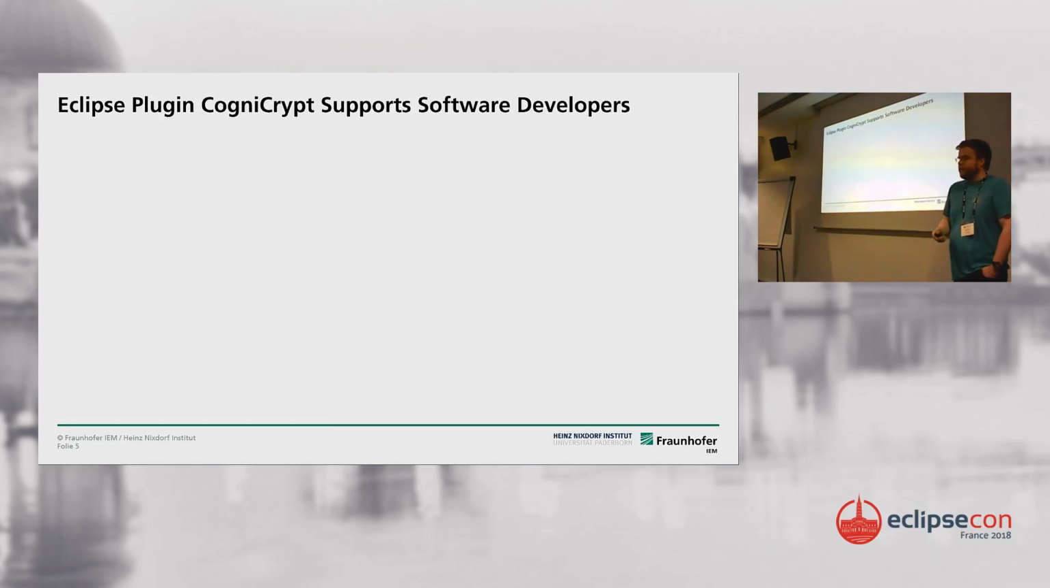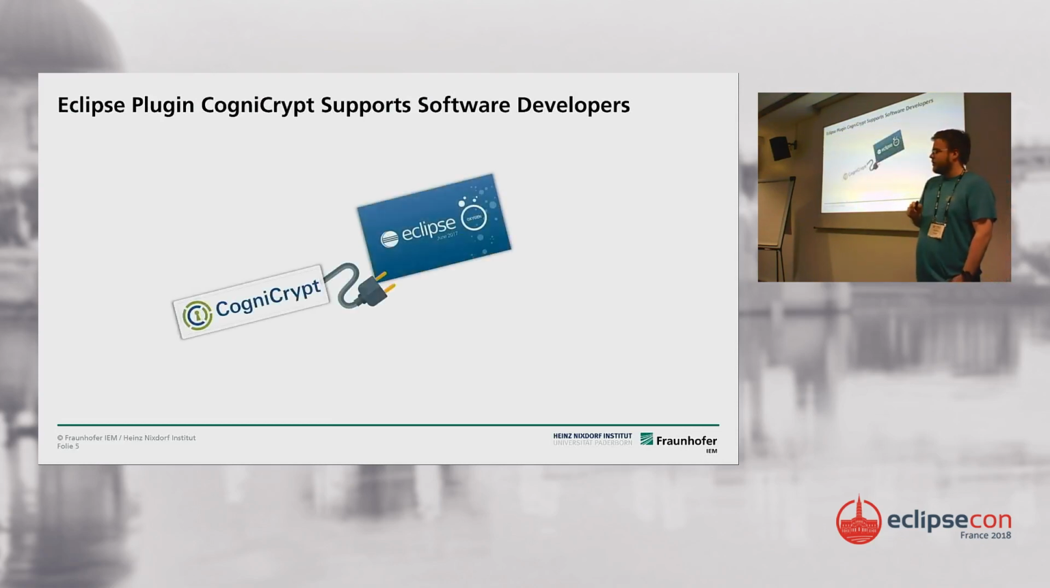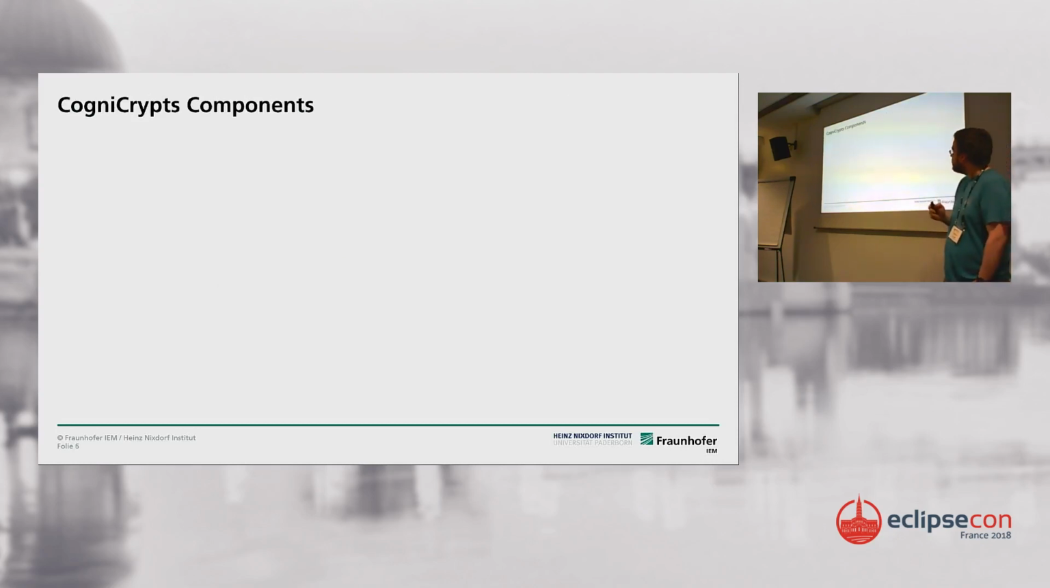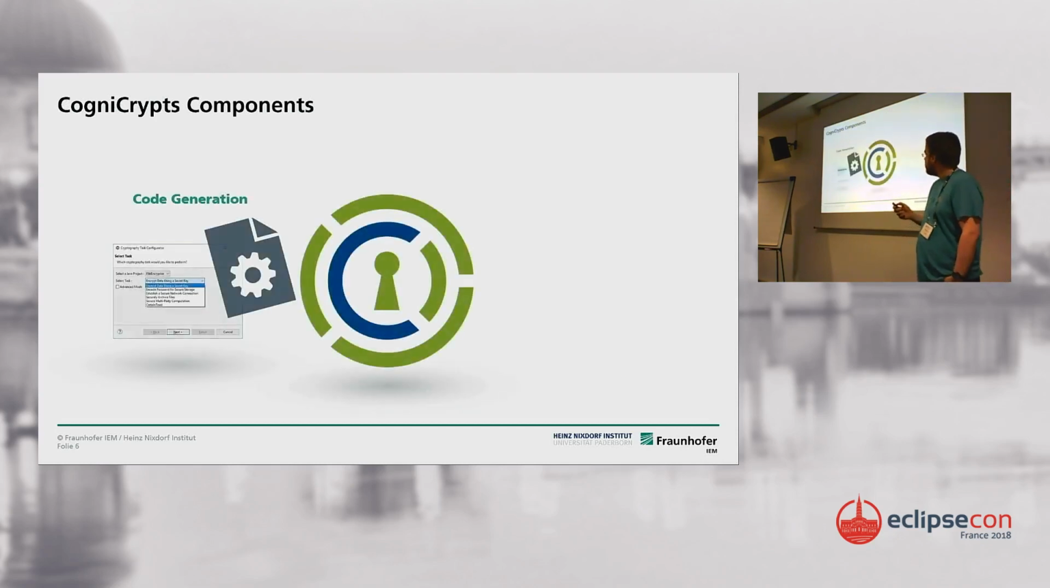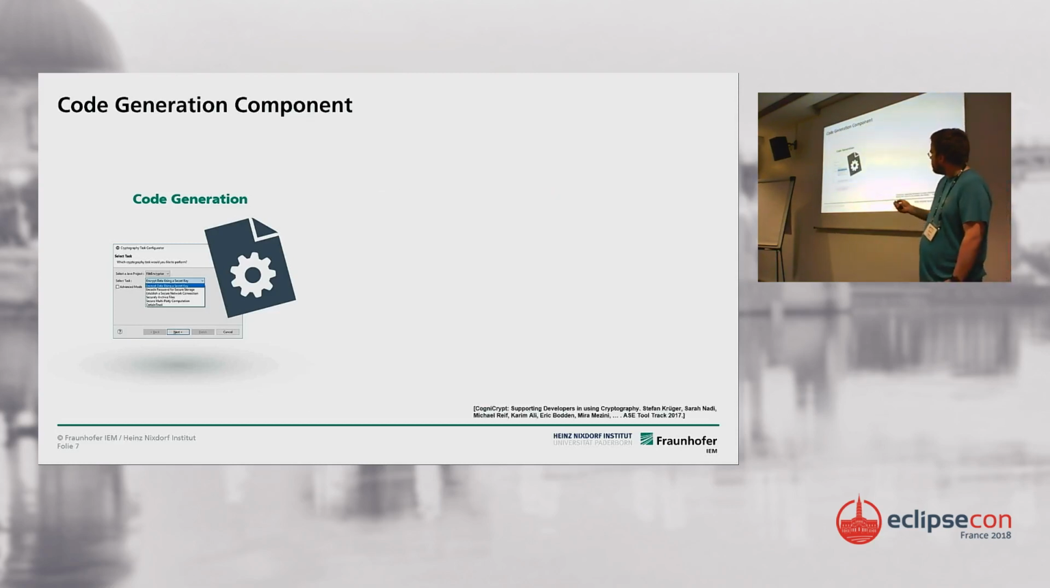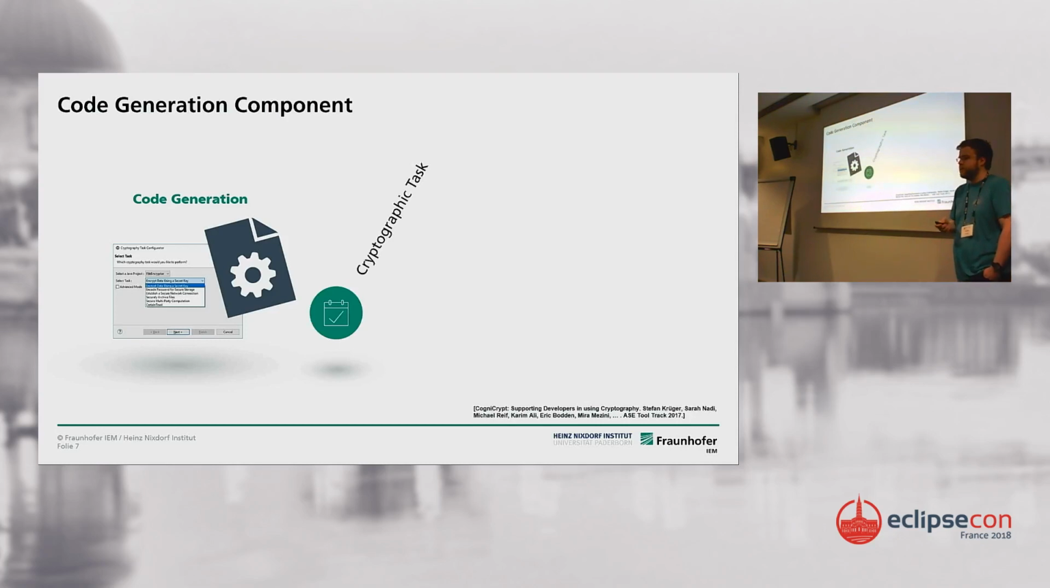And this is really where CogniCrypt comes into play, because we want to help developers by means of an Eclipse plugin, CogniCrypt, and this plugin should help developers use these APIs correctly. And CogniCrypt does so in 2 ways. At first, it has a code generation, and second, it also comes with a code analysis. Now let's first look at the code generation.